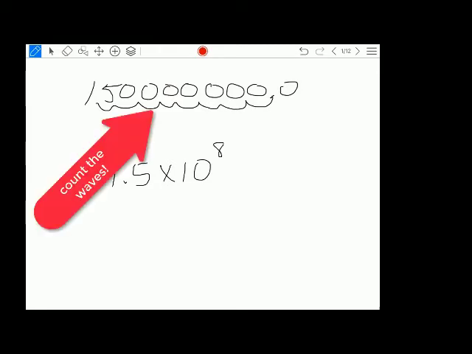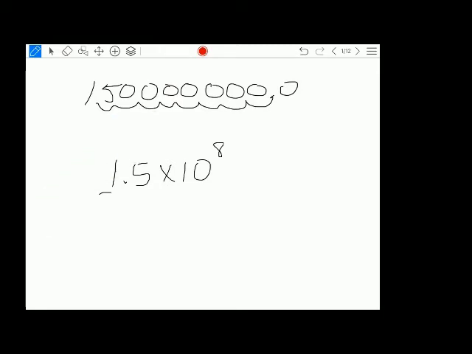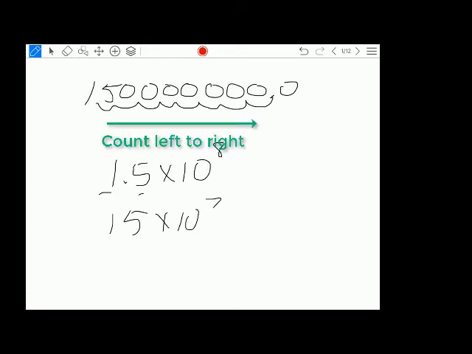So again, I just simply count the places. We always want to use one number dot another number. We can also write this as 15 times 10 to the 7th, but this is not our typical convention. So note that a positive exponent means a right shift in decimal.